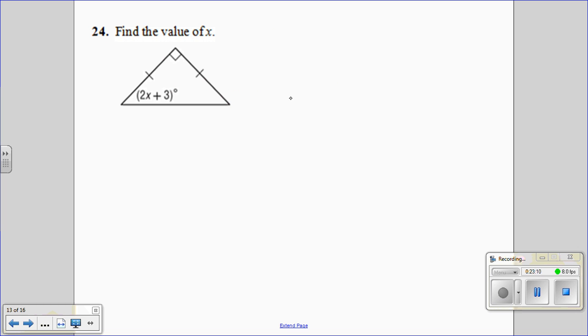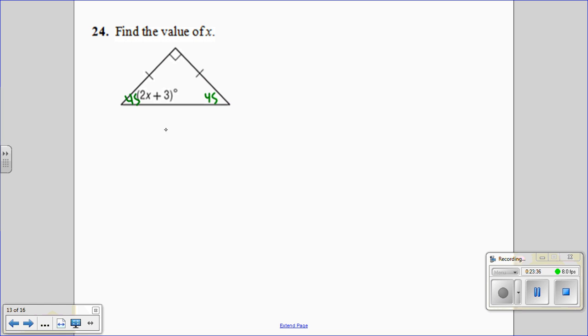(24) Find the value of x. So we have an isosceles triangle because I noticed that there's two congruent sides. And it's an isosceles right triangle because I see a right angle. So that tells me from our notes and just from memory that each of these angles has to be 45 degrees.